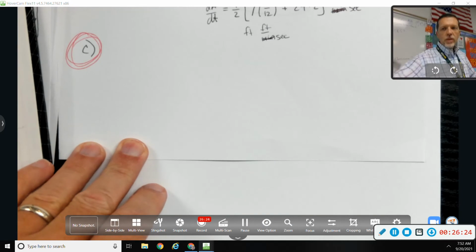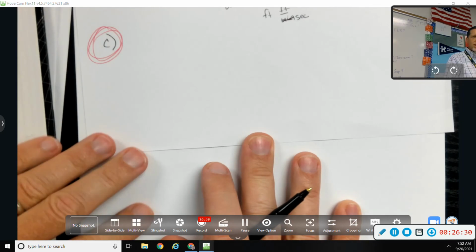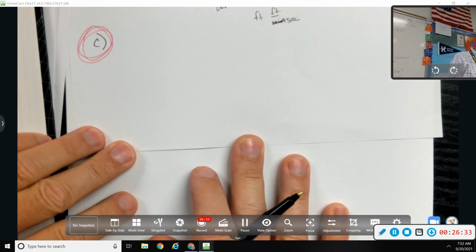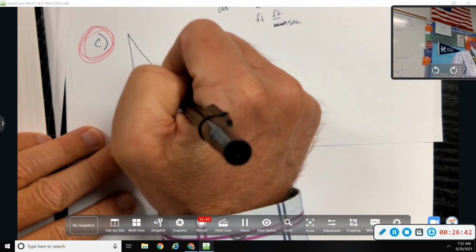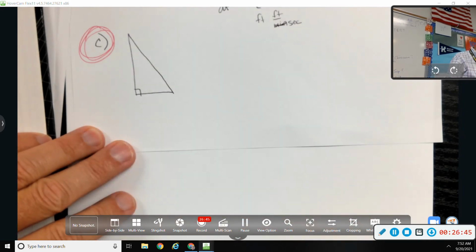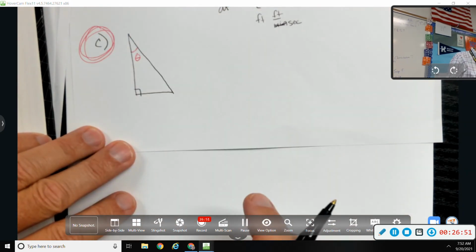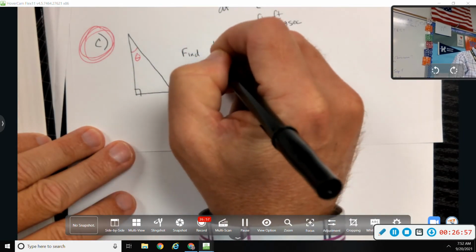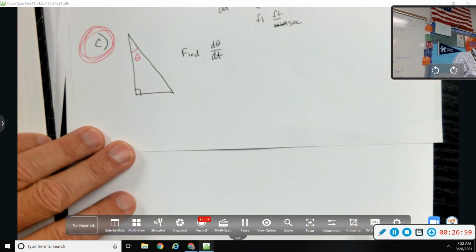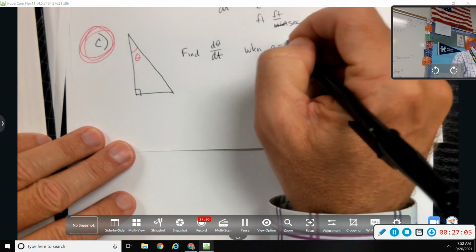All right, part C gets a big red circle around it. Why do you think that is? Yes, there's one sort of like it on the test. Find the rate at which the angle between the ladder and the wall of the house. Let's make sure we grab the right, not the right angle, the correct angle. The ladder and the wall of the house. So this angle is changing. So find d theta dt when the base of the ladder is 7 feet from the wall. Okay, good. So when A equals 7.